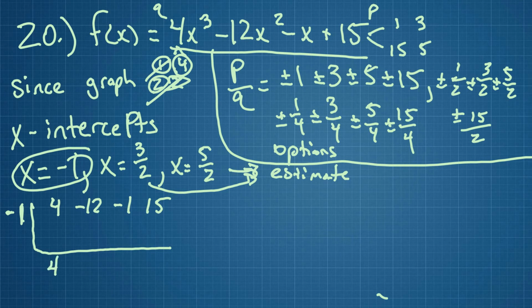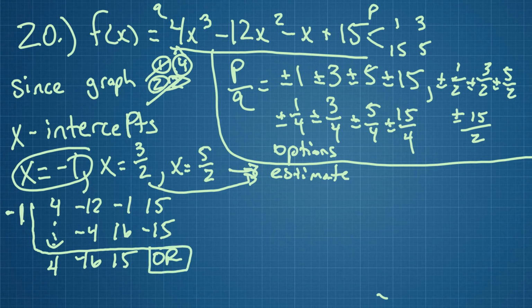Drop down the 4. 4 times -1 is -4. That gives me -16. -16 times -1 is +16. Gives me a +15, and that gives me a 0. Remember, outside you multiply, inside you add. You always drop that 4 down first. And this works. There is no remainder. That means x equals -1 is in fact an answer. So that works.